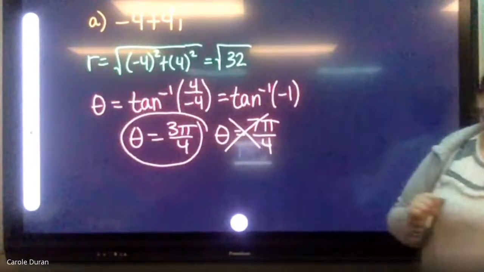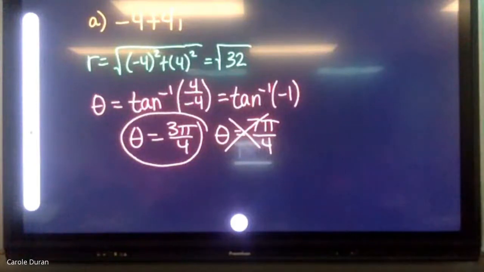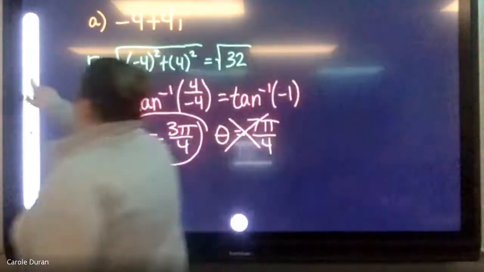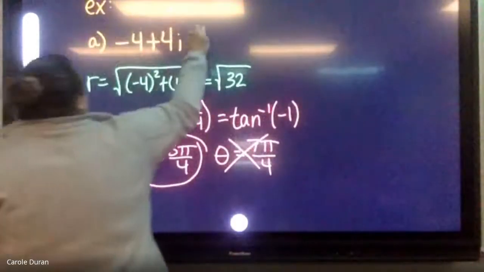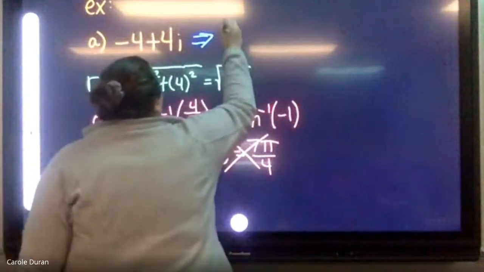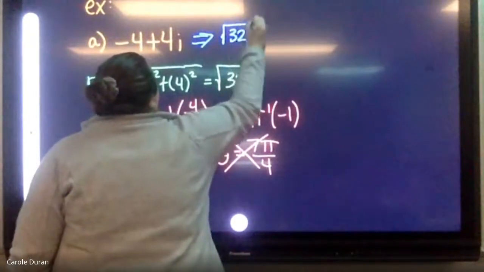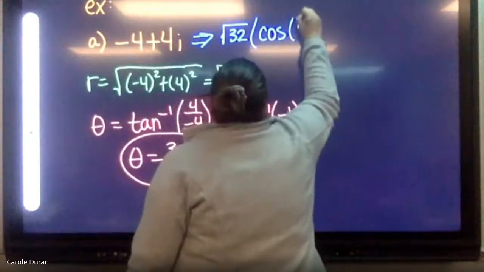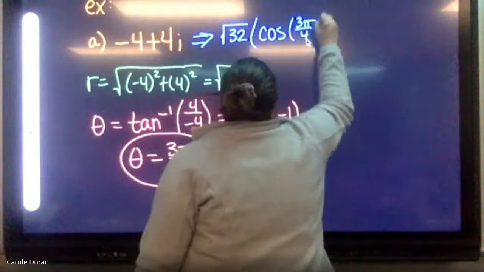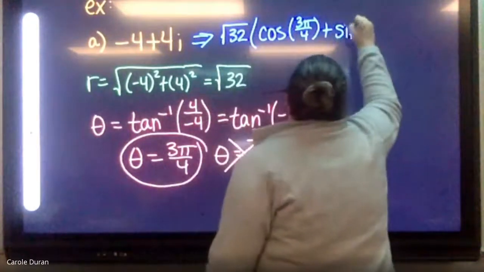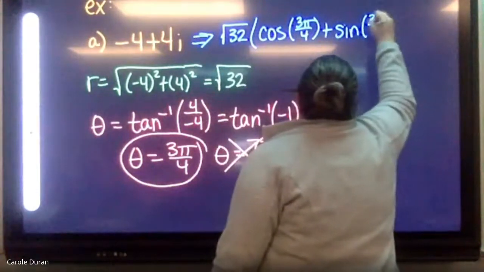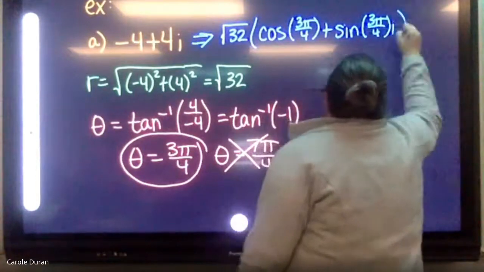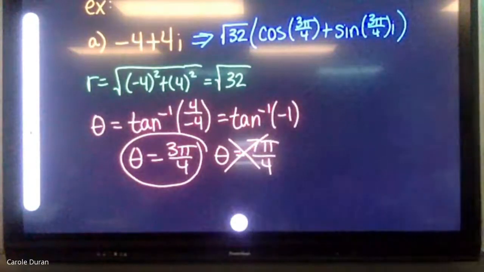So that's the one that I'm going to be using. I have my theta, I have my r. Let's change this into the trigonometric form of its complex number. So this is equal to my r value, which is the square root of 32, times the quantity cosine of 3 pi over 4 plus sine of 3 pi over 4 i.